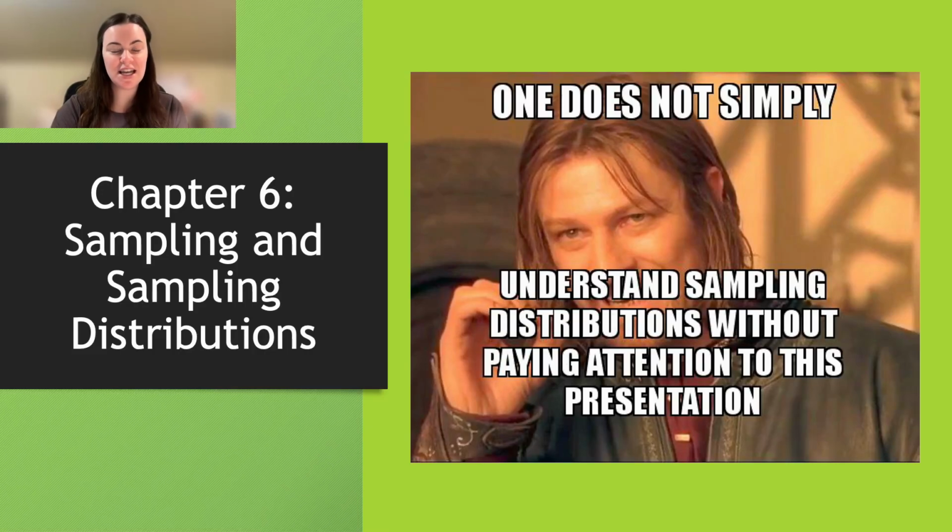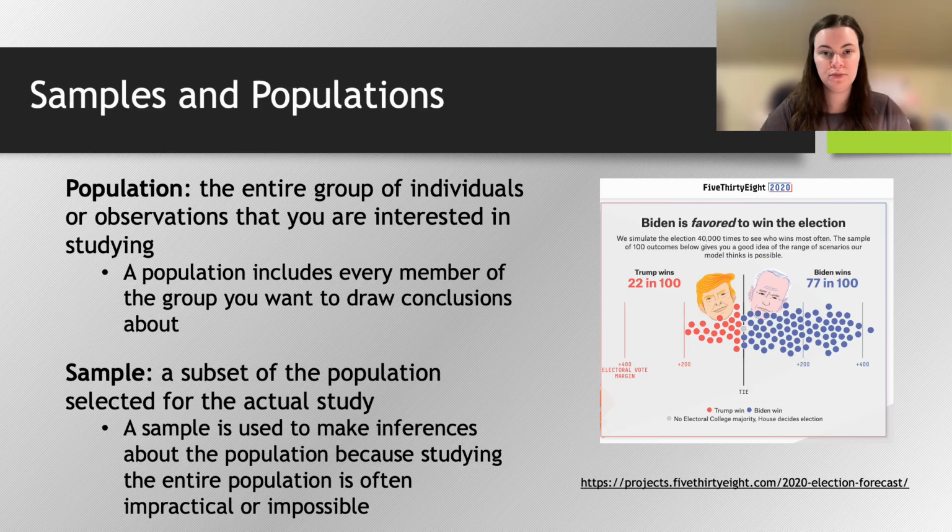Hi everyone. In today's video, we will be covering Chapter 6, which revolves around the concept of sampling and sampling distributions. Up until this point in the course, we have been primarily concerned with samples, and so to revisit these two terms briefly, the difference between a population and a sample is that a population encompasses the entire group of individuals or observations that we are interested in studying, so it needs to include every single member.